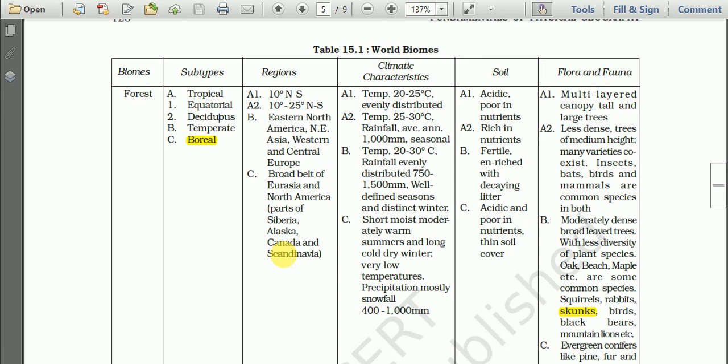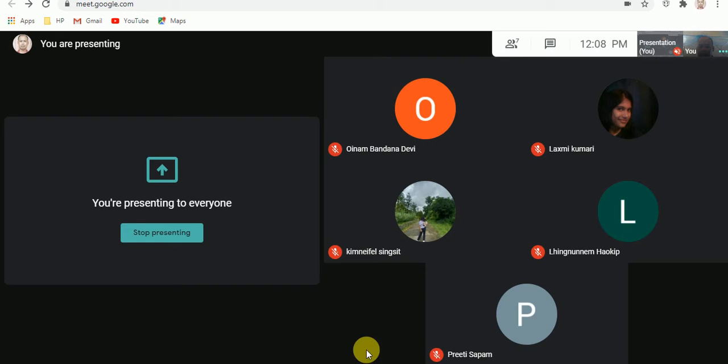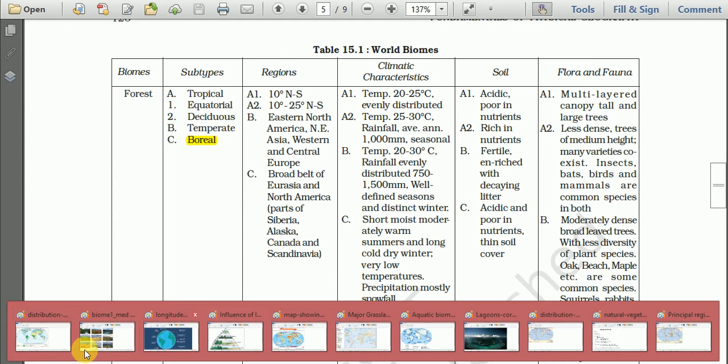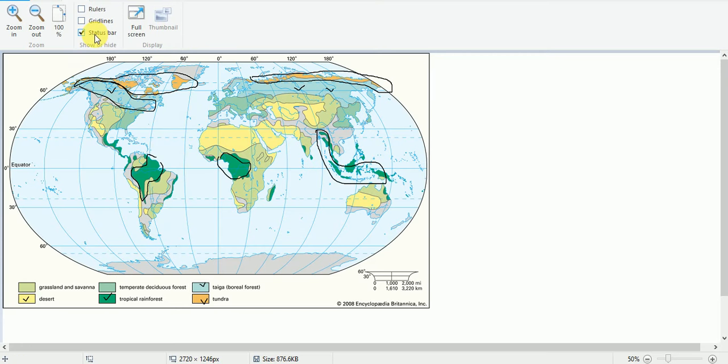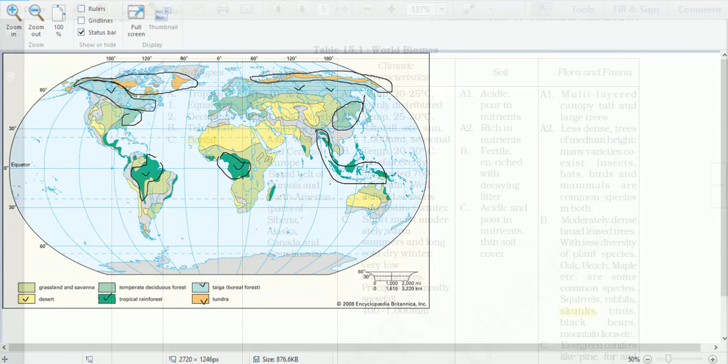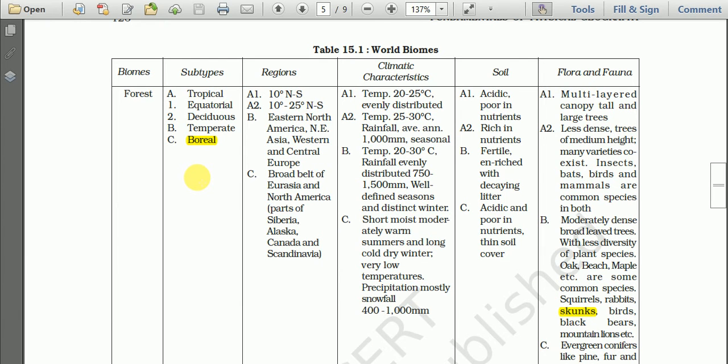About the distribution of these biomes, I have already mentioned that the tropical rainforest, that is the equatorial area, is here. Then the light green one is deciduous. It is here, and some parts of India also, and here also. Then boreal, it refers to taiga.